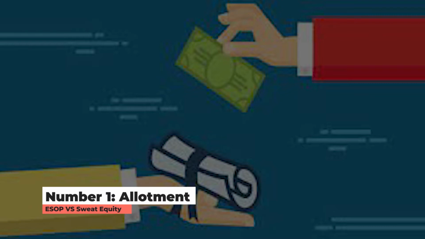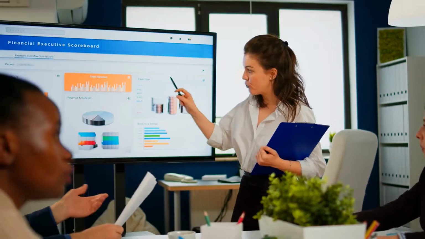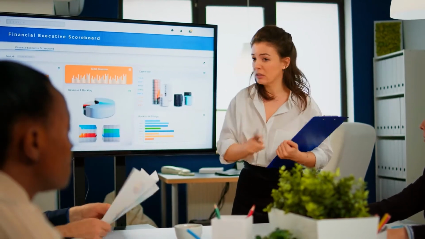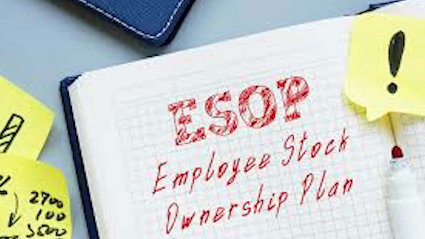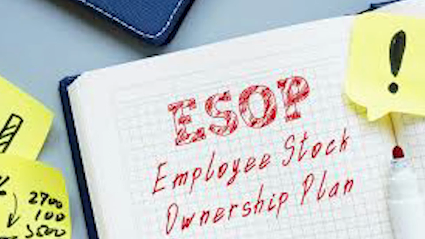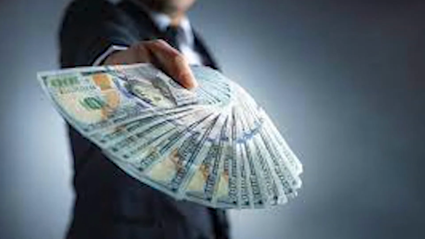Number 1. Allotment. ESOP is a grant of options to workers to buy shares in the future at a set price. The shares are allotted to the employees only after the exercise of the ESOP grant. On the other hand, sweat equity is the direct allotment of shares at a discount or for consideration other than cash.